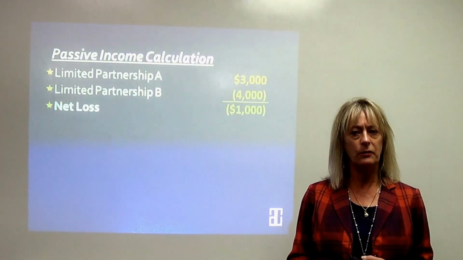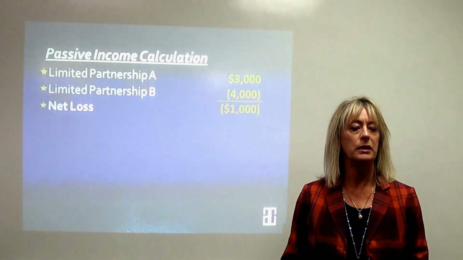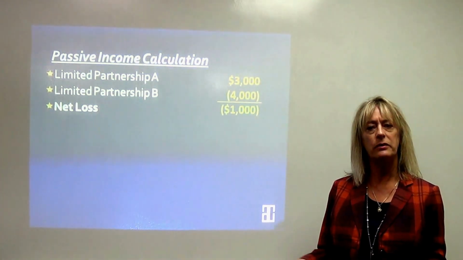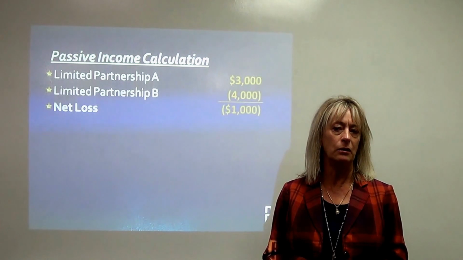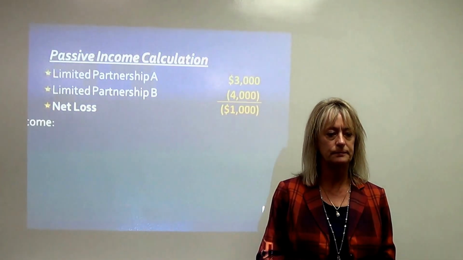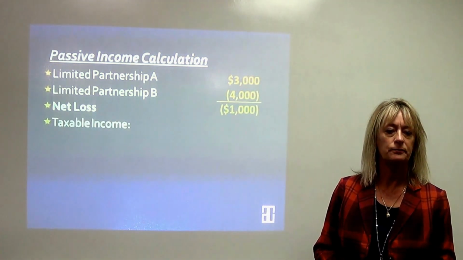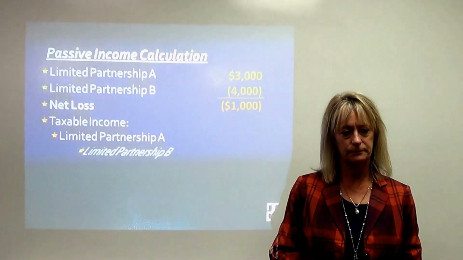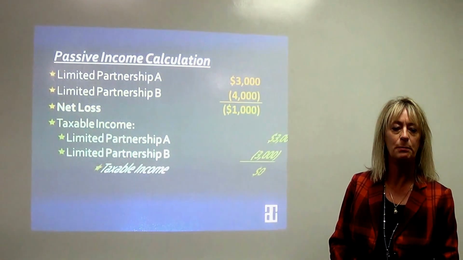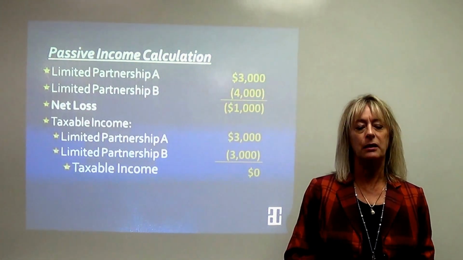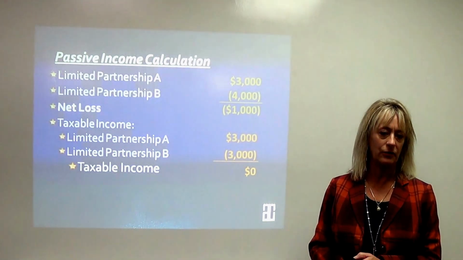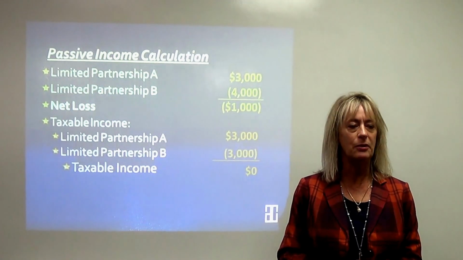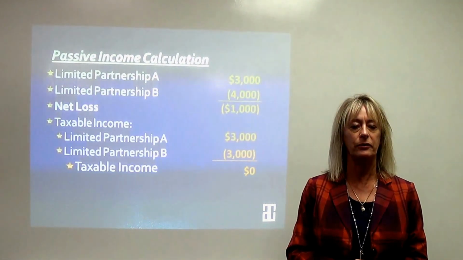And you get another K-1 from partnership B, and it says that you had a loss of $4,000. So between those two investments, you have a net loss of $1,000. So, what's your taxable income? What's going on your tax return? So you've got partnership A and partnership B. On partnership A, you're going to pick up the $3,000 of income. On partnership B, you're only going to pick up the $3,000 of the loss.